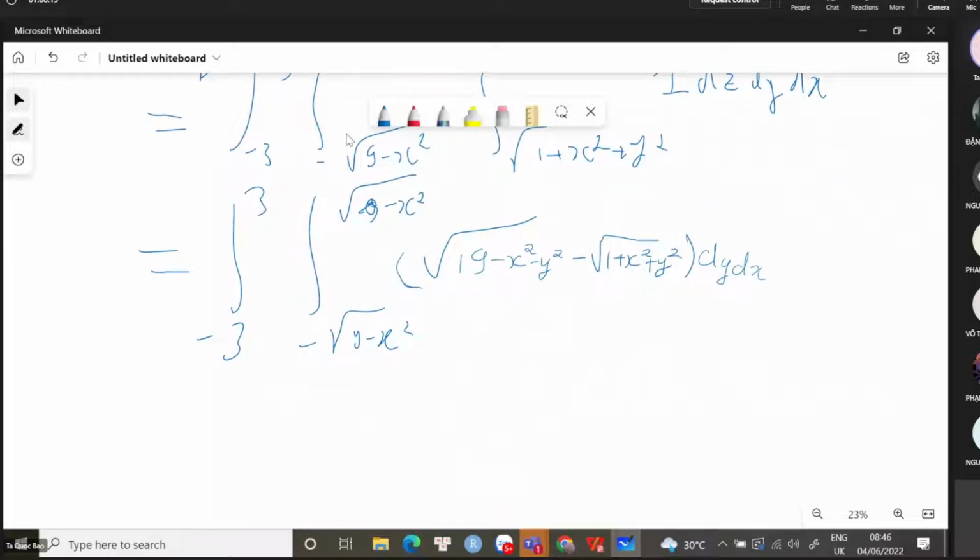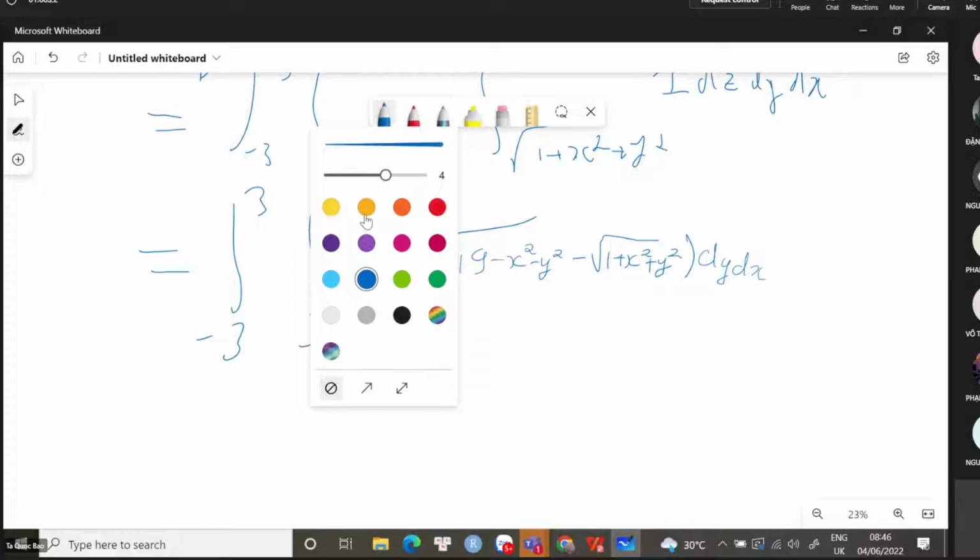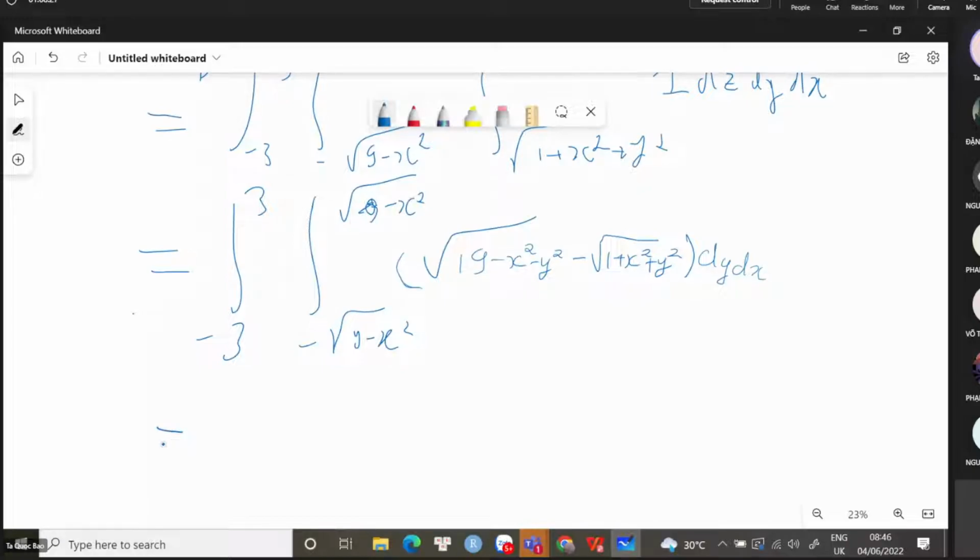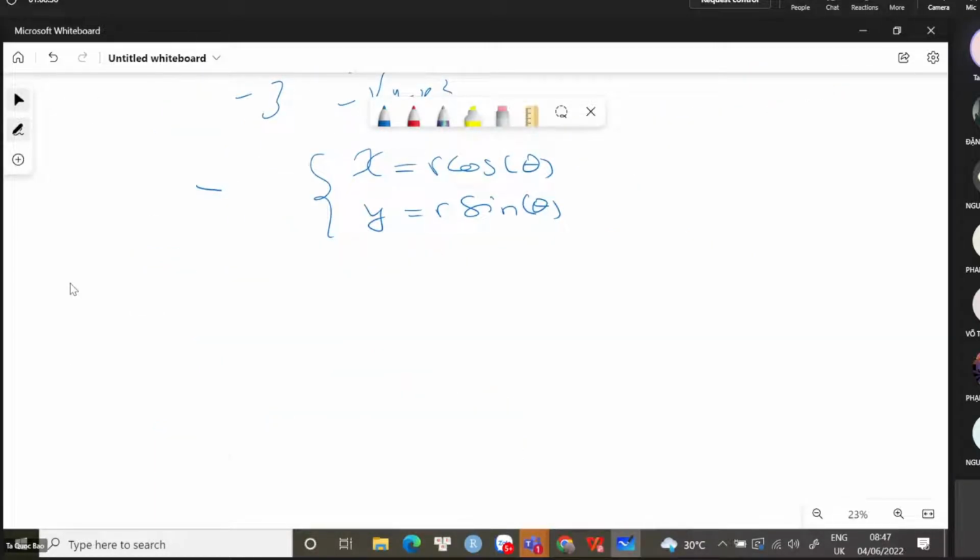now in this integration, you can see we use polar coordinates. Polar coordinates: x is r cosine theta, and y equals r sine theta, and then you get the volume.